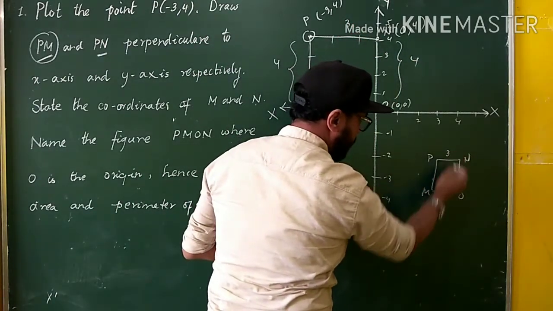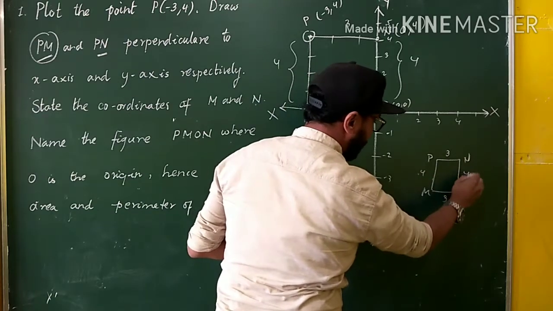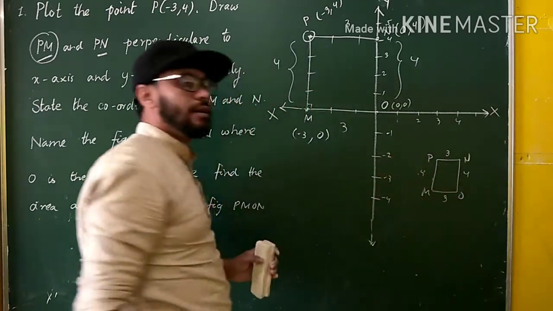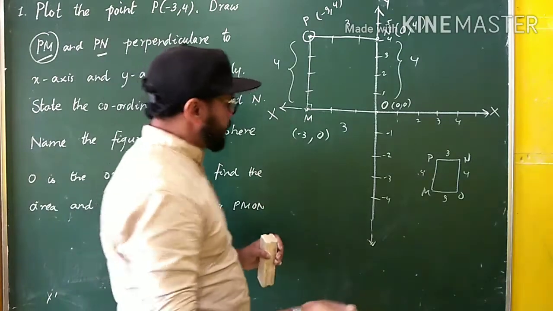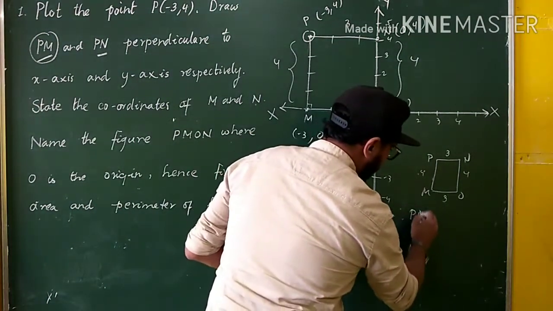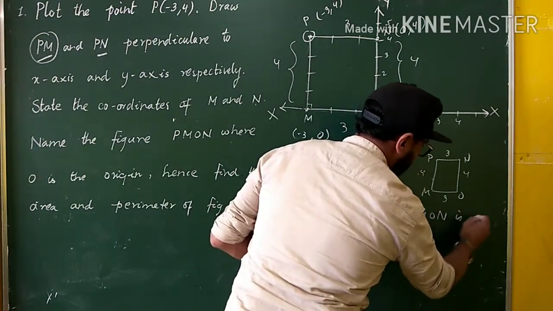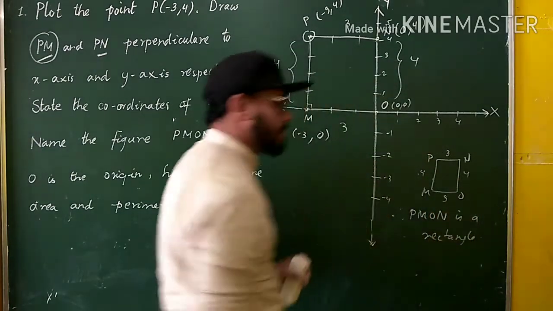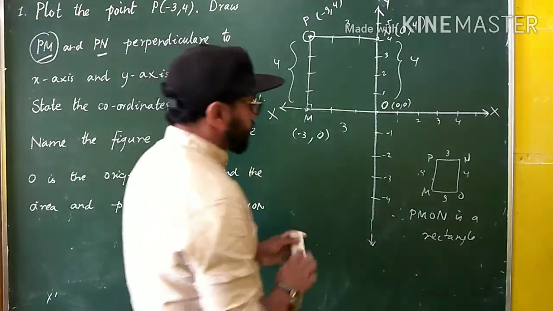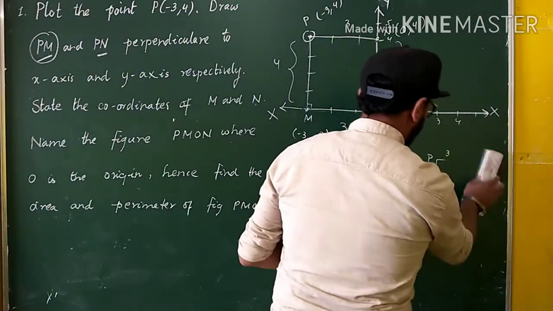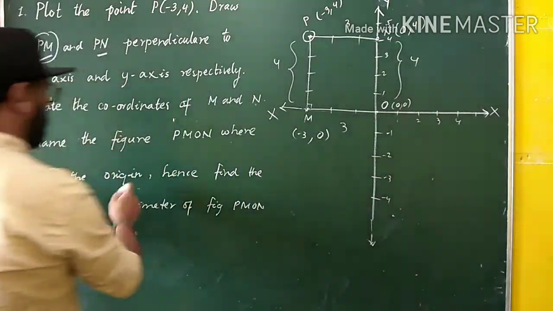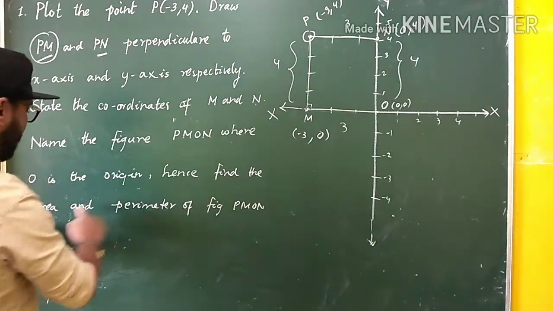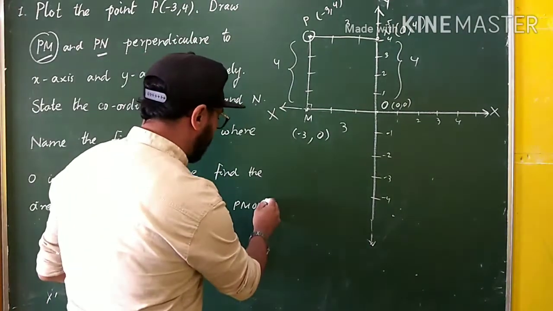Yes or no? So this is 3 units, 3 units, 4 units and 4 units. So if two opposite sides are equal, then it is a rectangle. So therefore PMON is a rectangle. This you have to write in the answers. Alright? Okay. Now, so this is a rectangle. Keep this in mind. Now, hence, find the area and perimeter of the figure PMON.